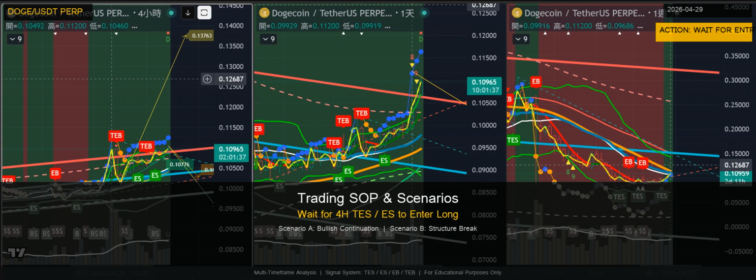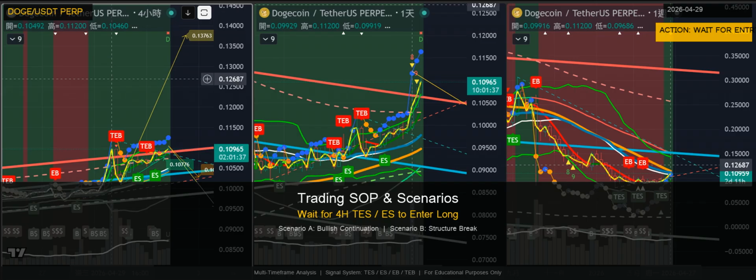If you want to go short, the system does not support it right now. To short, you would first need to see the daily flip to EB or TEB dominance, and then confirm with a 4-hour EB or TEB entry. Now let's look at the two key scenarios going forward.